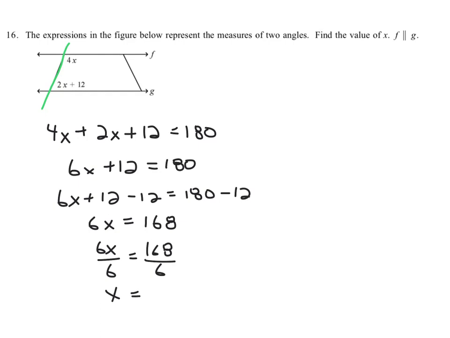We get x equals, let's see, 6 goes into 16, 2 times, that's 12, so there's 4 left, and bring down the 8 to make 48. 6 goes into 48, 8 times, so x equals 28 degrees. That's how you do it.